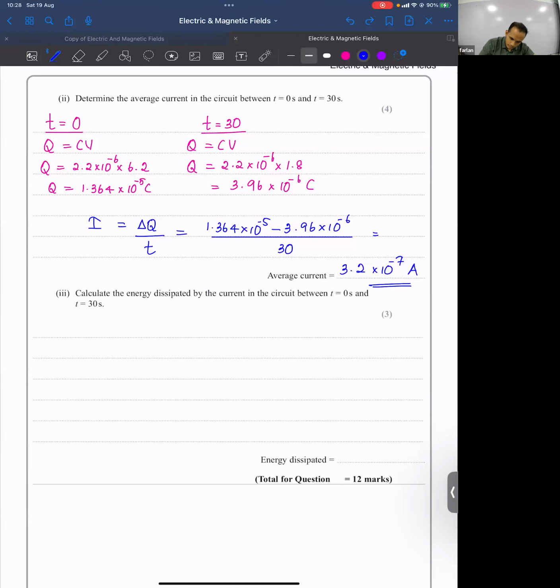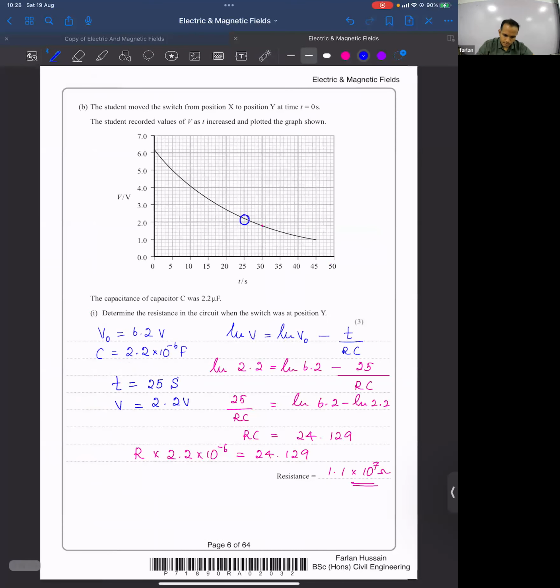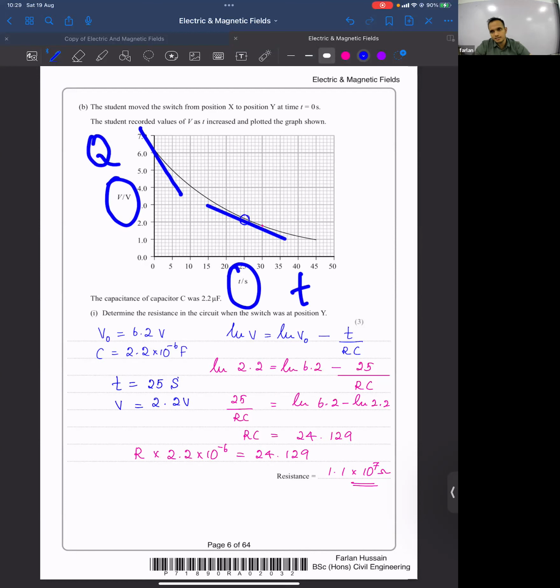So I'm just asking, can't we make a tangent between 0 and 30 seconds and then find that? Which one? For part 2, for the average. You're talking about this graph. Yeah. Anyway, the tangent is not going to work. The reason is, this is voltage and this is time. So the tangent is going to give you V over T. Current is not V over T. Yeah, if you had the graph of Q versus T, then yes.